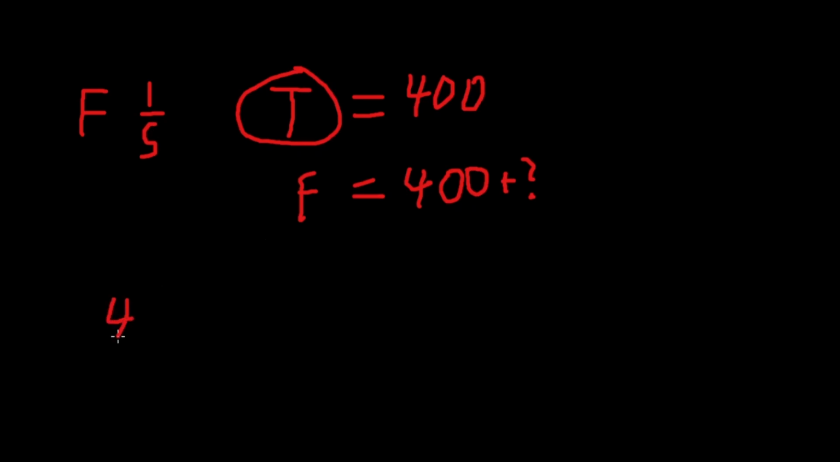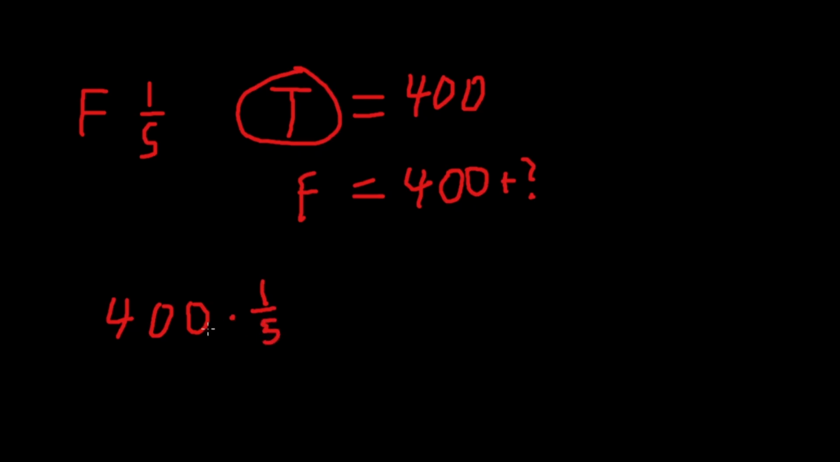So we have 400 times, and I'm using this dot as the times symbol because if you use the x symbol, that can become confusing when x is a common variable. So every time you see this dot, that just means multiply. So 400 times 1/5.